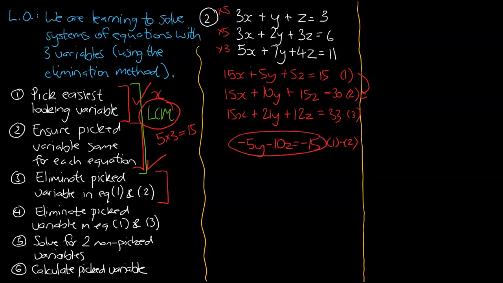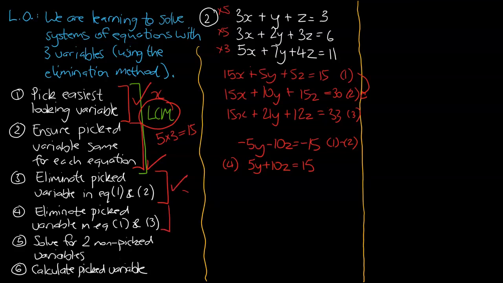Because all 3 bits of this new equation are negative, I'm now just going to change them all into positive versions. So we've got 5y plus 10z equals 15. And that's a new equation, so I'm going to call that equation number 4 now. So we've done 1 and 2.